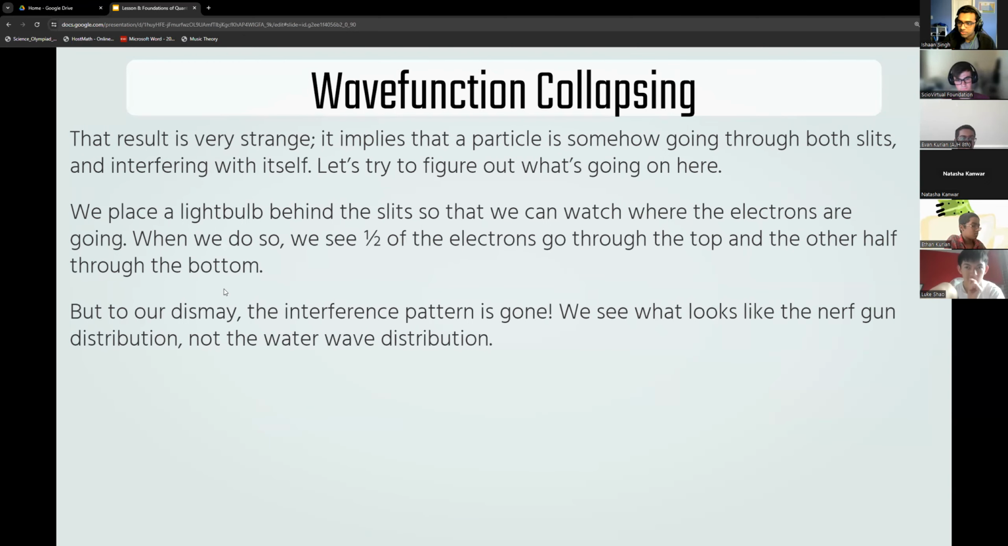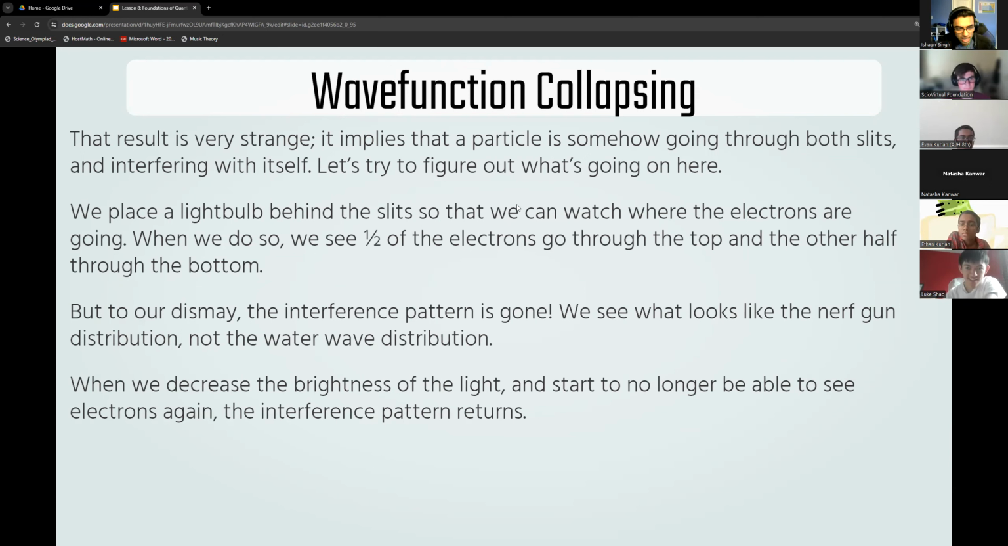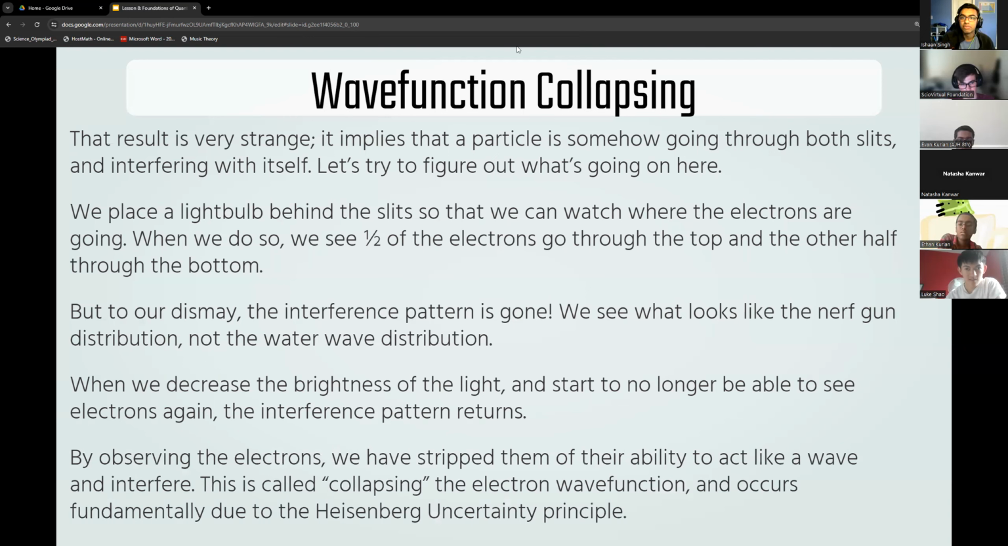So that's really weird. Just by observing these particles, just by actually looking at the electrons, we've now broken up the interference pattern. The wave particle duality appears to be gone now. If we decrease the brightness of the light and start to no longer be able to see the electrons once again, the interference pattern comes back. That's really weird. We've proven that just by looking at the electrons, just by observing these particles, we take away the quantum effects. That is the basis of Heisenberg's uncertainty principle, right?